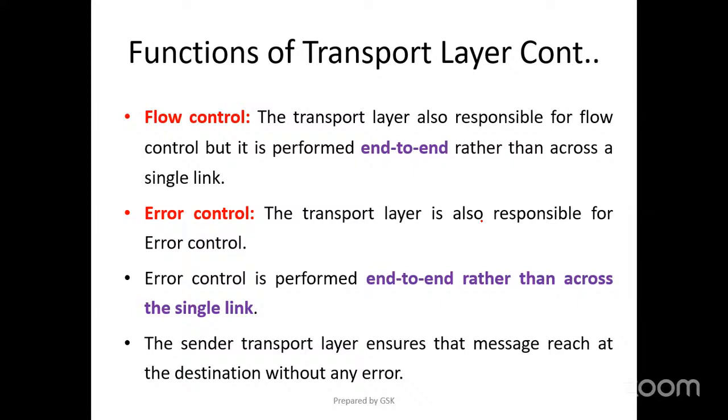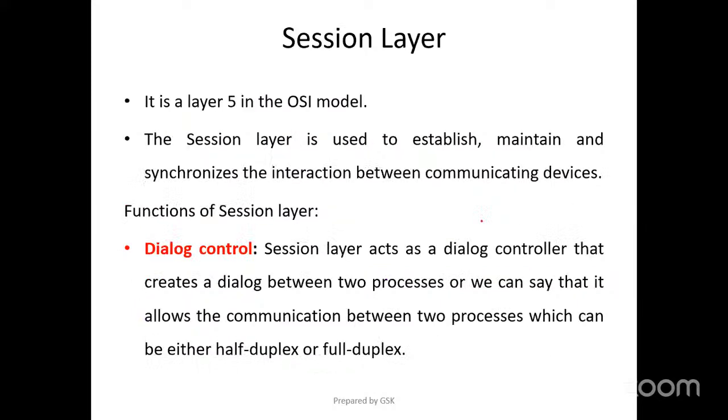Then error control. The transport layer is also responsible for error control. Error control is performed end to end rather than across a single link, because in the data link layer, flow control and error control are for a single link only, but here it is end to end, from starting point to ending point. End-to-end flow control and end-to-end error control will be done by the transport layer. The sender transport layer ensures that the message reaches the destination without any error. That is the responsibility of the transport layer itself. So that's it, that is about the transport layer.